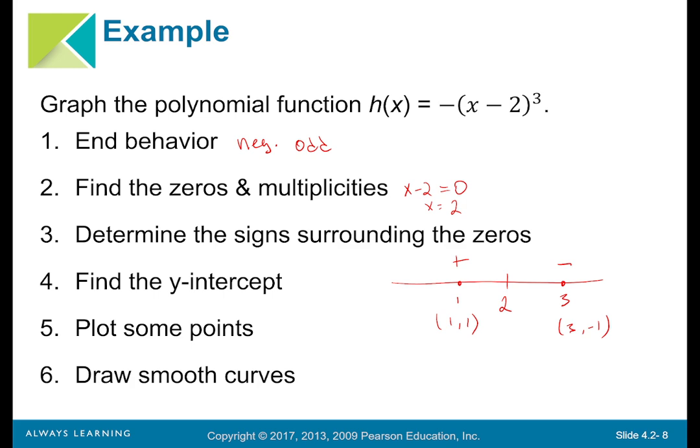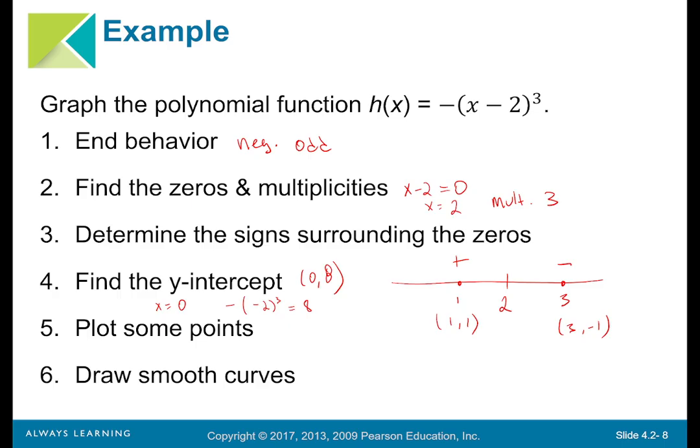I guess I didn't write that down. Our multiplicity here is 3. So we are actually crossing the axis from plus to minus. Perfect. Now to find the y-intercept, I want to plug in x equals 0, and I get -2 cubed, which is 8, positive 8. So this is the point 0, 8.